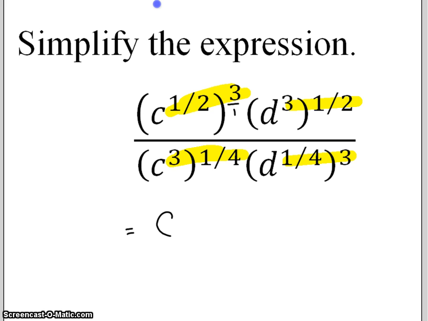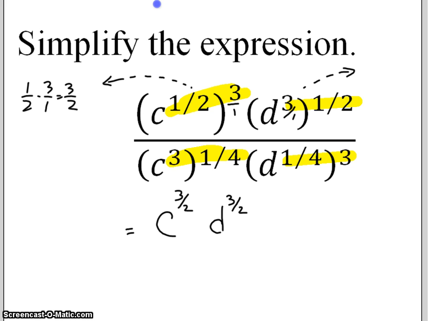So this is going to be equal to c to the 3 halves, d to the 3 halves, because this is like over 1. 3 times 1 is 3, 1 times 2 is 2. So we're multiplying. Let me show you if you're a little stuck here. We're doing 1/2 times 3 over 1. That's 3 over 2. Over here, we're doing 3 over 1 times 1/2. That's 3 over 2. So this is like having an over 1, and this is like having over 1 as well. Kind of a strange problem the way they have this set up, but we'll deal with it.